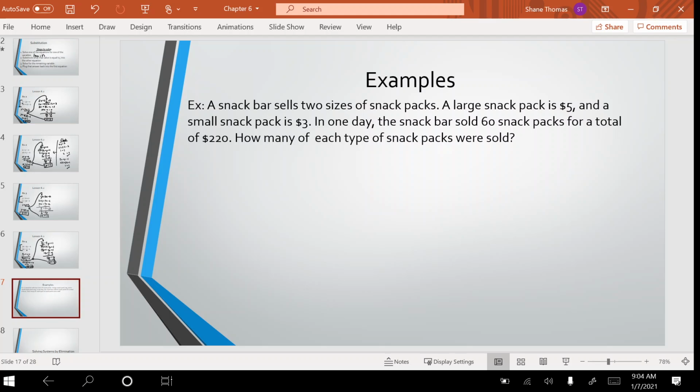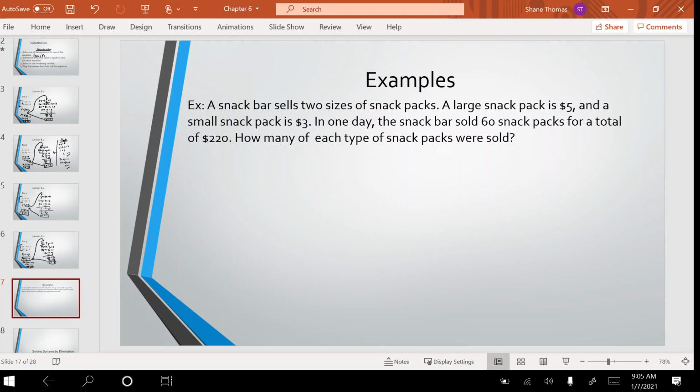So, we have 2 different things to worry about here. One, we have the amount of money that we sold in one day, right? That's the big thing, how much money we made. The second thing is how many items we sold. Agreed? So those are the 2 things that they gave us. We got 60 items sold for $220, right? So let's look at it in 2 different equations like that.